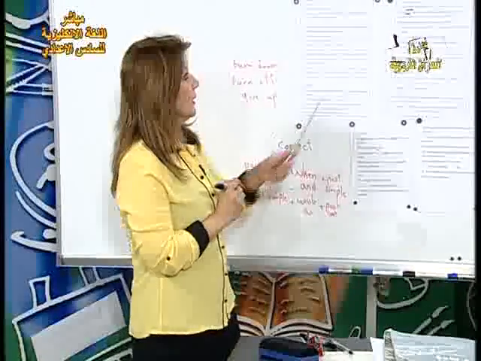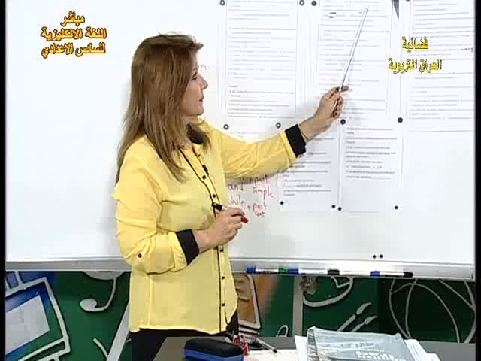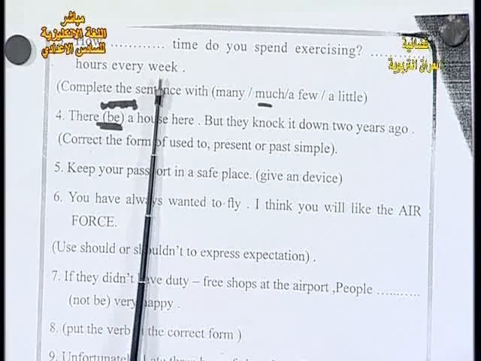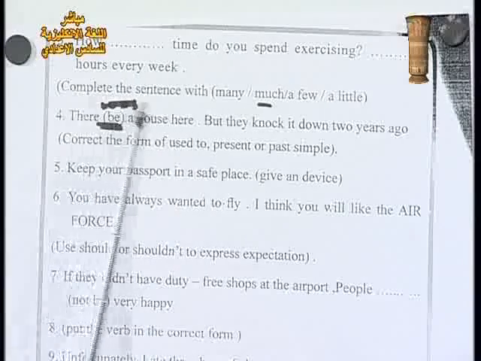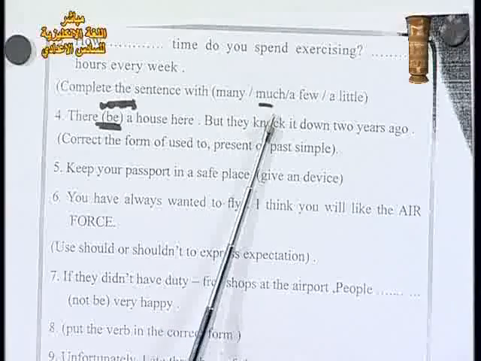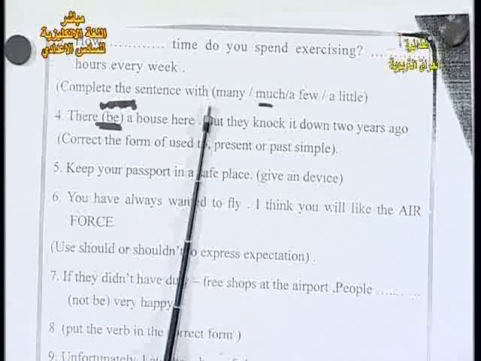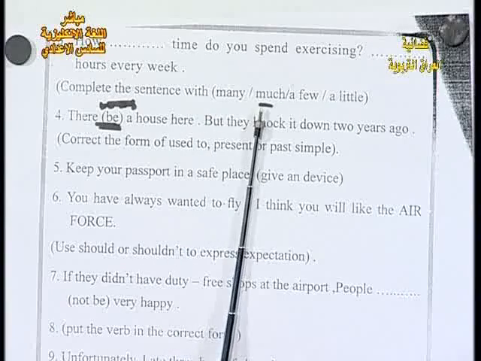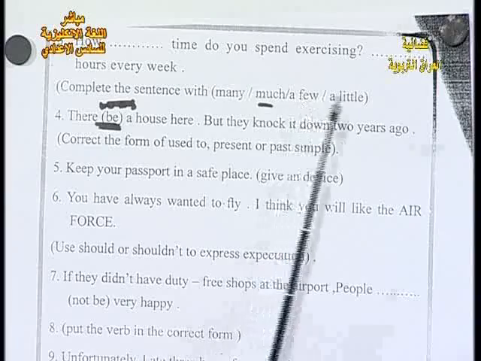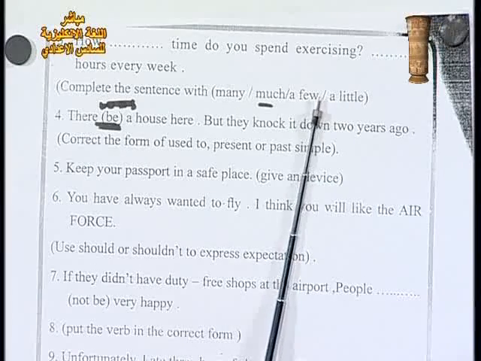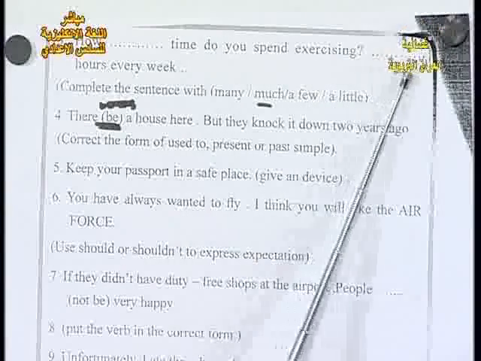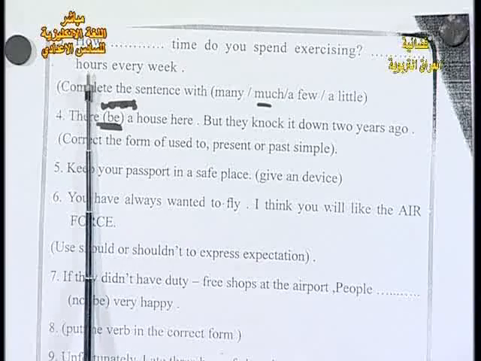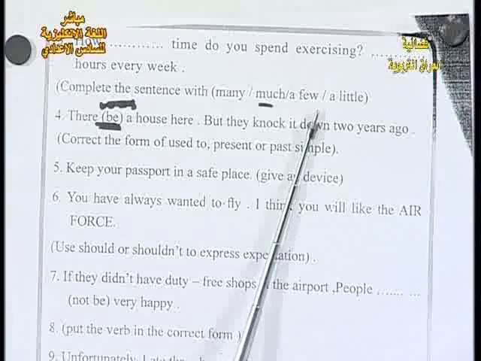How much time do you spend exercising? Hours in the gym every week. Complete the sentences with many, a few, a little. You might do it a few. The next one is time. How much time do you spend exercising? A few hours.